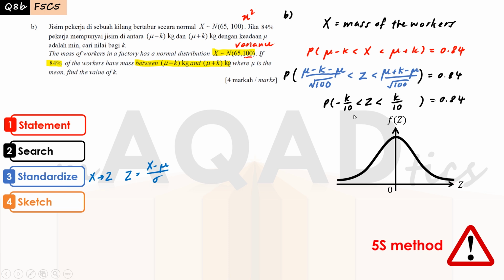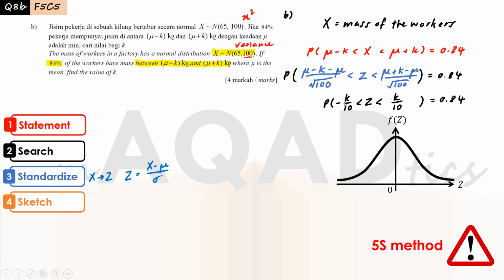But if you look at the values here, these two are actually the same. It's just that one is negative and one is positive. So the area that we are going to sketch later would be starting from the center, because these two are actually the same. And here we need to sketch a very large area because we are covering 84% of the graph.